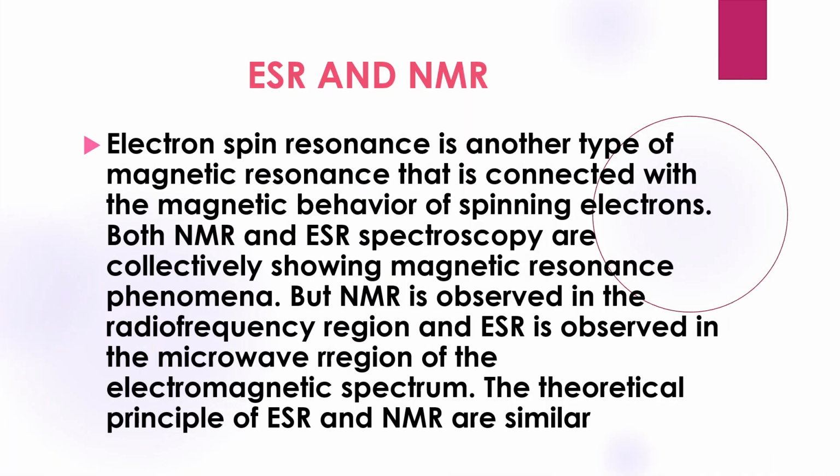ESR and NMR. Electron spin resonance is another type of magnetic resonance that is connected with the magnetic behavior of spinning electrons. Both NMR and ESR spectroscopy show magnetic resonance phenomena, but NMR is observed in the radio frequency region and ESR is observed in the microwave region of the electromagnetic spectrum. The theoretical principles of ESR and NMR are similar.